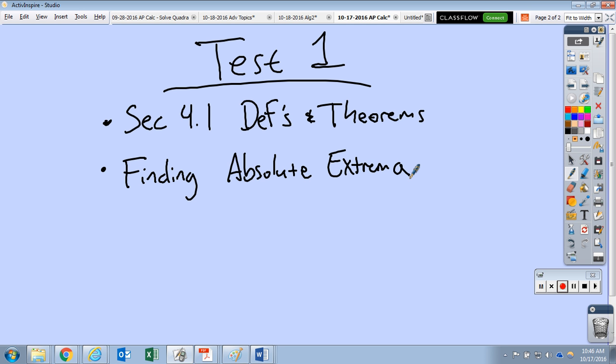So that is 4.1. Knowing the definitions, I give you all the definitions or the theorem except a blank spot. Be able to fill it in. And then of course find extrema. So this is 4.1. Now 4.2, mean value theorem.